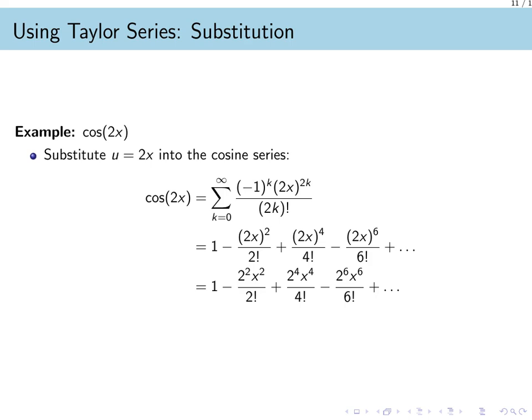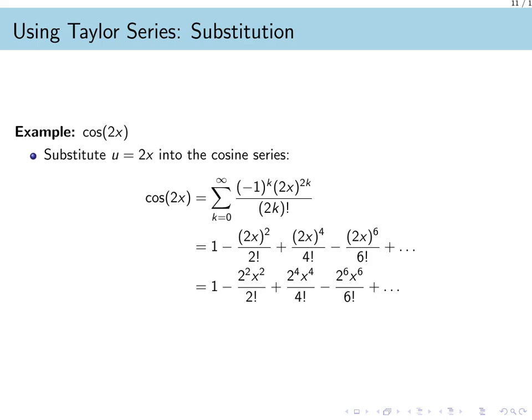We start with the standard Maclaurin series for cosine of x, which we derived earlier. The key idea is to replace every single x in that original series with the quantity 2x. The first term, 1, is unchanged. The second term, which was minus x squared over 2 factorial, now becomes minus the quantity 2x squared over 2 factorial. Similarly, the third term becomes the quantity 2x to the power of 4 over 4 factorial, and so on.